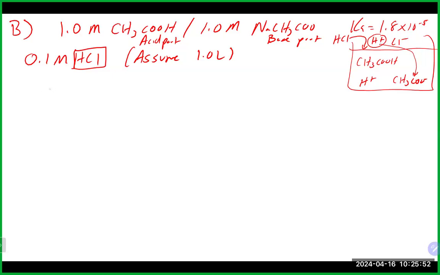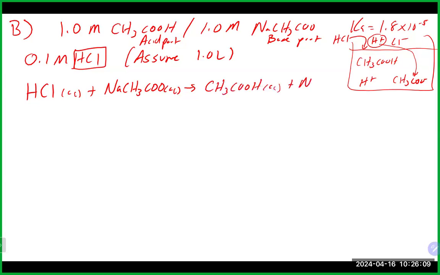If we do that, we are going to get a reaction of HCl and sodium acetate, a double displacement reaction. That will get us some acetic acid and some sodium chloride. So that is the reaction we're going to use. It's also where we're going to do our ice table from. Since we are adding these to each other, we do need to do this ice table in moles because we're adding volume.